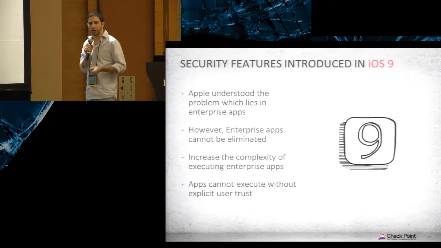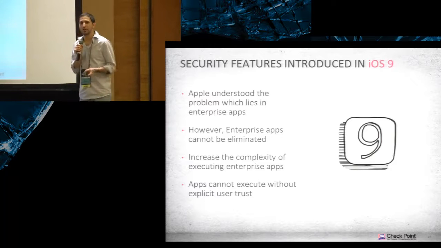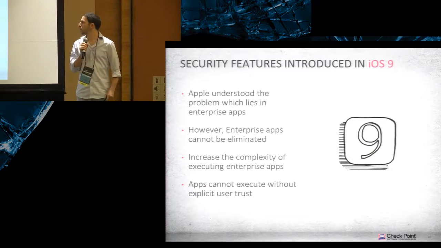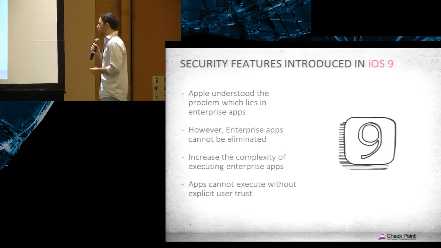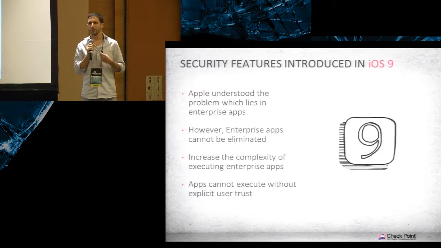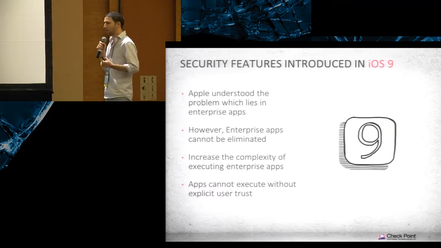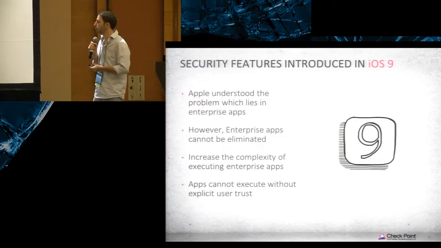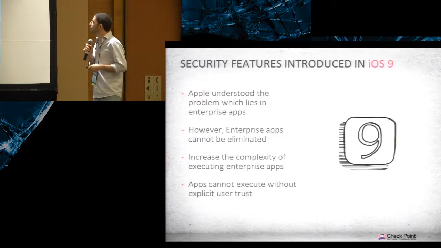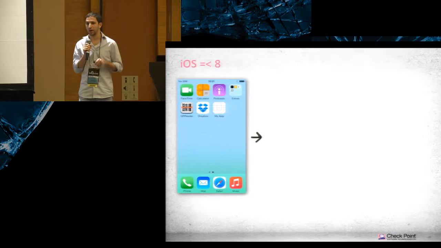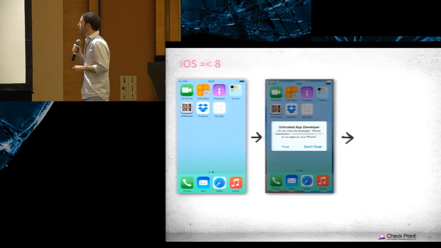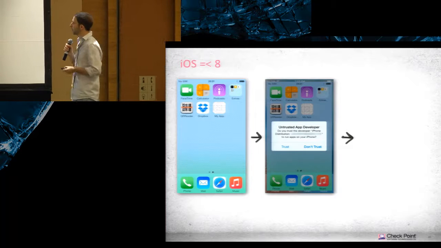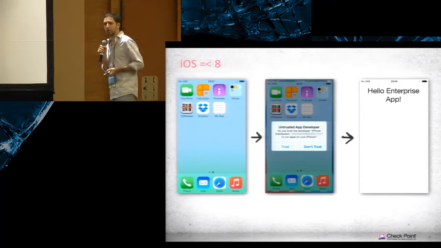However, enterprise apps cannot be easily eliminated, because enterprises use them. They are invested in this ecosystem. So what Apple decided to do is increase the complexity of executing enterprise apps. They thought, if I make the execution of an enterprise app harder, it would be a lot harder for malicious enterprise apps to be executed, and most users won't do it. In iOS 8 and before, the first execution of an enterprise app was very simple. You just got a dialog box that asked you to trust or not trust the app, and if you trusted it, it was executed.